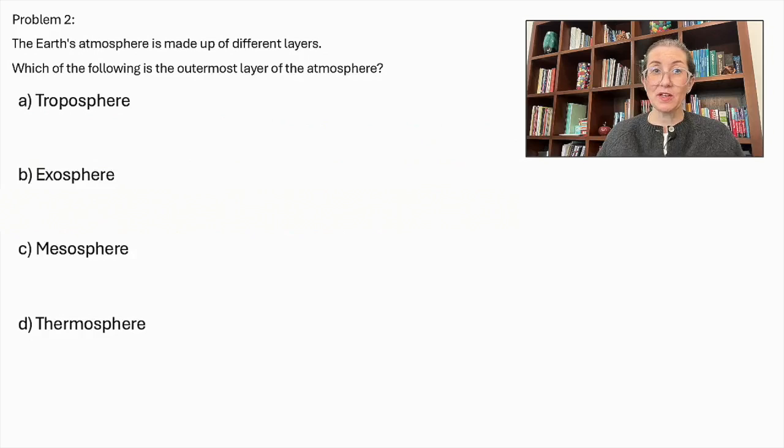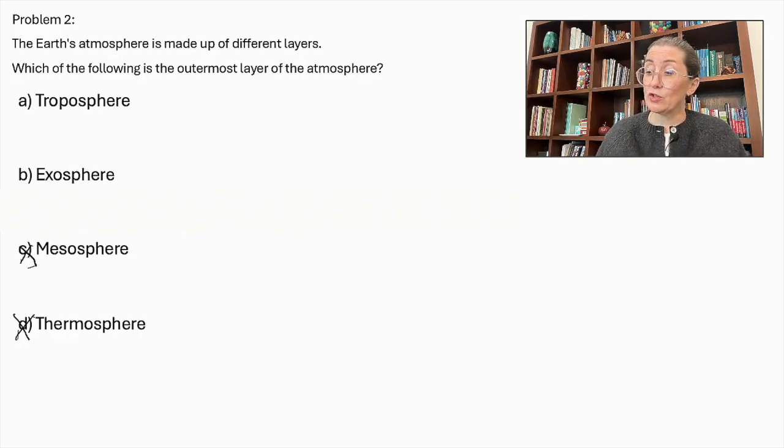Problem number 2. The Earth's atmosphere is made up of different layers. Which of the following is the outermost layer of the atmosphere? The troposphere, the exosphere, the mesosphere, or the thermosphere? The thermosphere is the fourth layer located above the mesosphere and below the exosphere, but not the outermost layer. So we can eliminate that. The mesosphere, this is the third layer located above the stratosphere and below the thermosphere. So this is not correct.